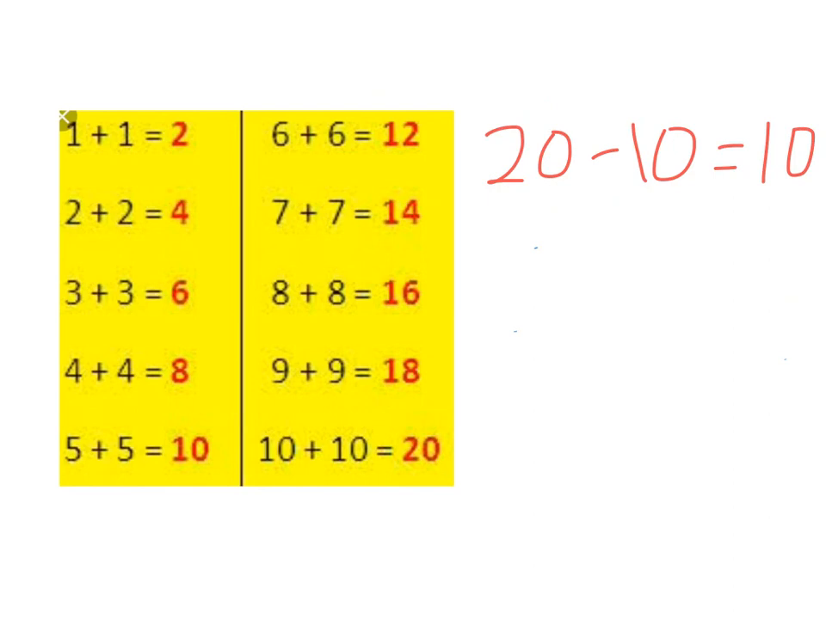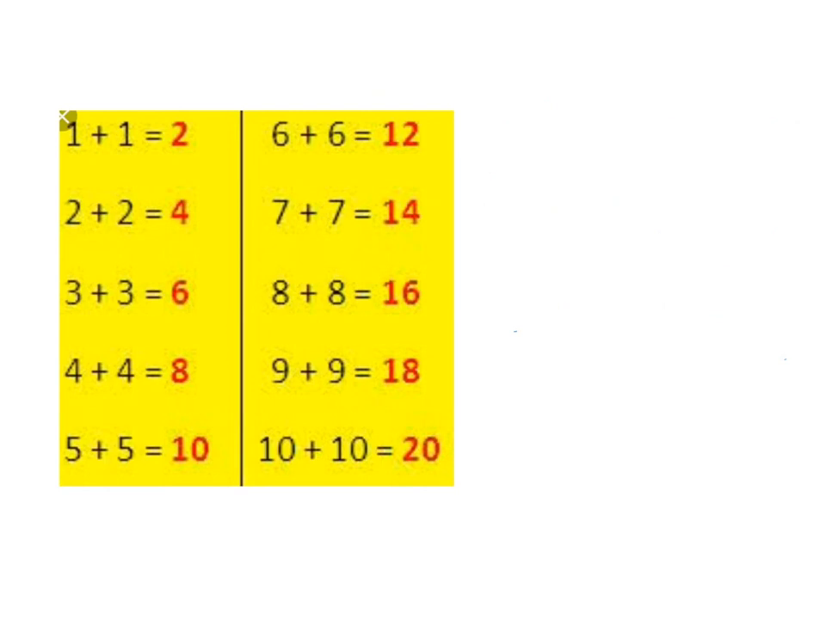If my problem was 20 take away 8, I can use my doubles knowledge to help me with that. If 20 take away 10 equals 10, then 20 take away 8 must equal 12, because that 10 and the 8, the difference between those two is 2. I'm taking away 2 less here. Therefore, my answer must be 2 more because it's subtraction.